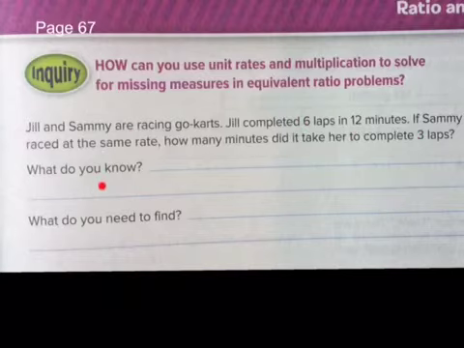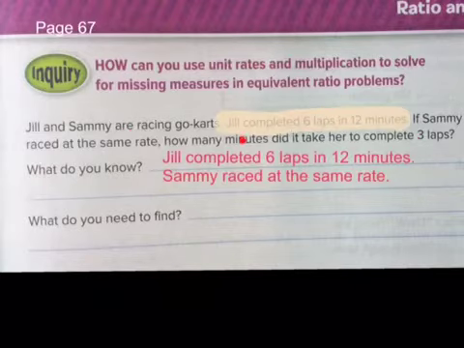Now, what do we know? This is always the first thing we need to look at when we look at a word problem. What do we know? Well, we know that Jill completed 6 laps in 12 minutes. So let's write that. Jill completed 6 laps in 12 minutes. And we also know that Sammy raced at the same rate. You can see it there, same rate. So that'll help us figure out that missing variable, that missing measure.